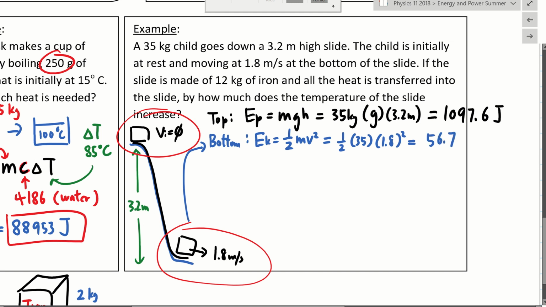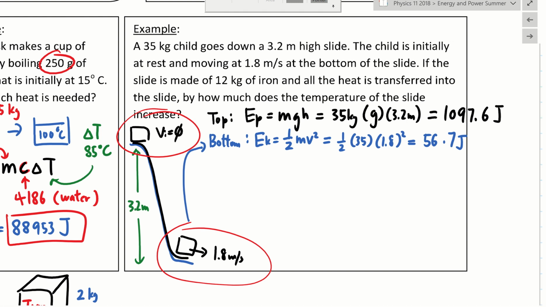56.7. Oh my god, it's not even in the same ballpark, right? From the beginning, you have 1000 joules of energy. At the end, you're only left with 56 joules of energy. So what on earth happened to the other 950 joules of energy, approximately? What happened to the thousands of joules of energy that's missing?